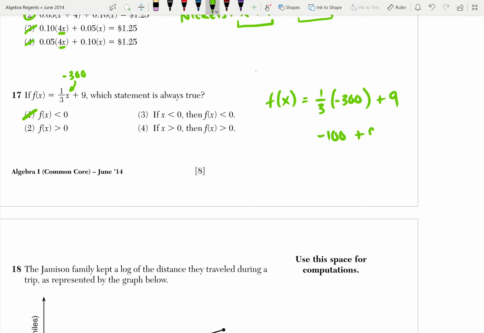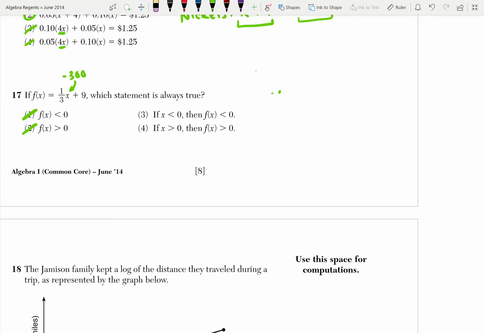So that leaves us with negative 100 plus 9 is equal to f of x. Okay, negative 100 plus 9 gives us negative 91. So this is definitely negative. That means this equation is not always positive. Okay, we've eliminated those first two options.